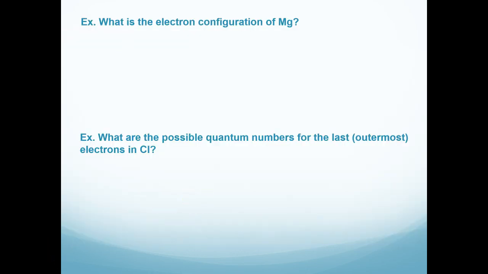So we want to find the electron configuration of magnesium. We can start with 1s2, 2s2, 2p6, and 3s2. So we're going to stop at magnesium.